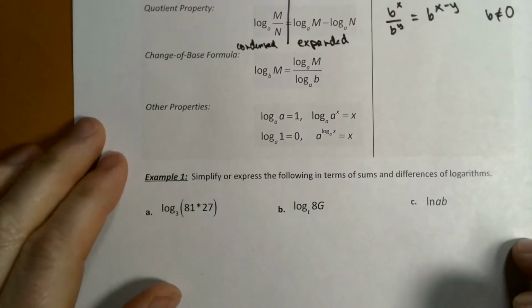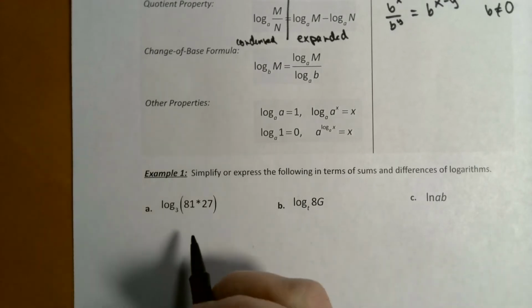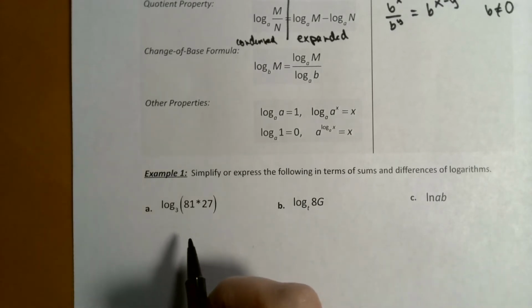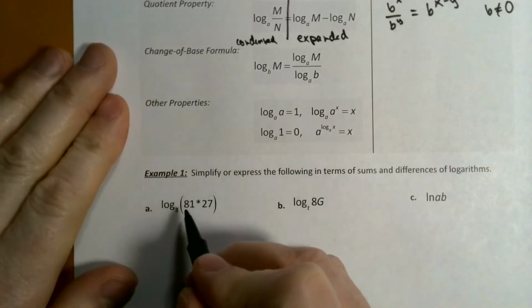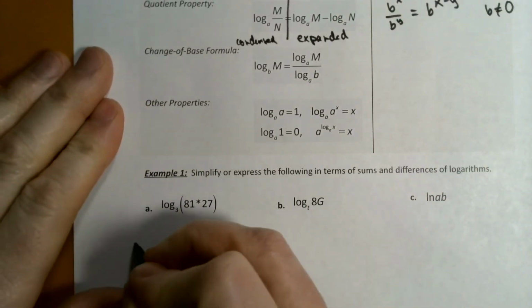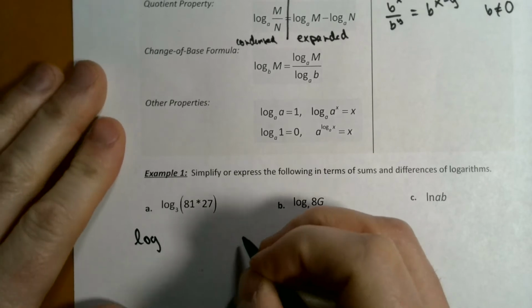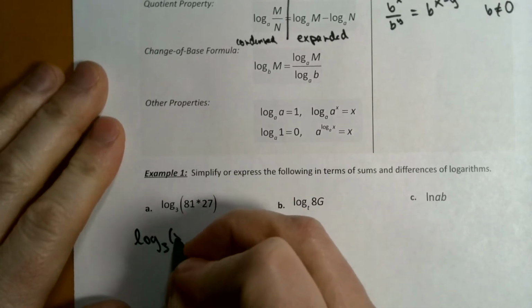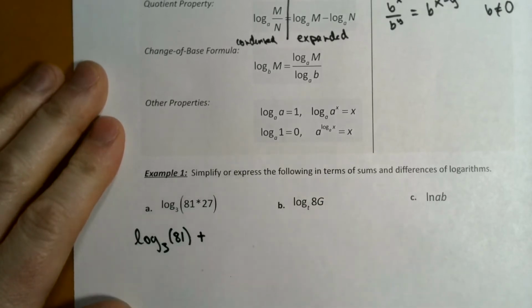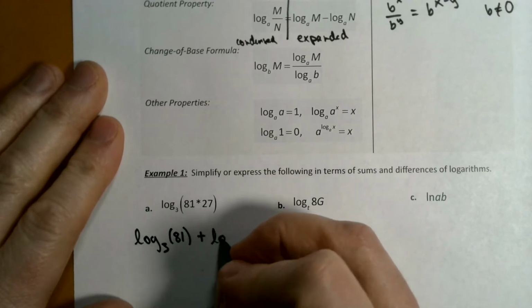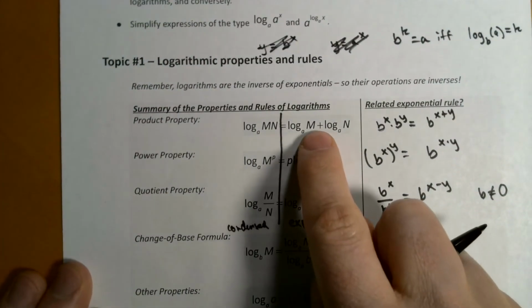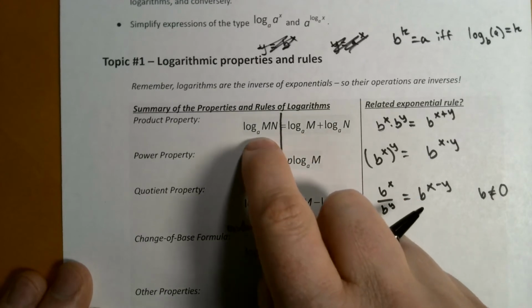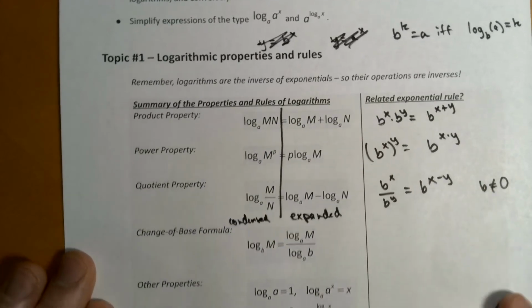So here's our first example. I got log base 3 of 81 times 27. We are to express them in terms of sums and differences. Well, because there's a product within a logarithm, we can use that product property and write this as log base 3 of 81 plus log base 3 of 27. That's because of this property right here. For multiplying things within a logarithm, we can separate them.